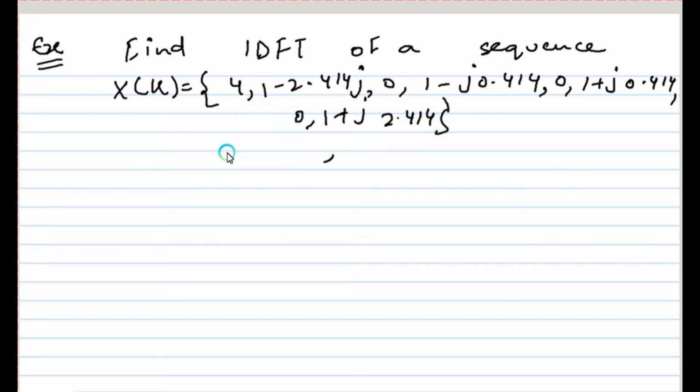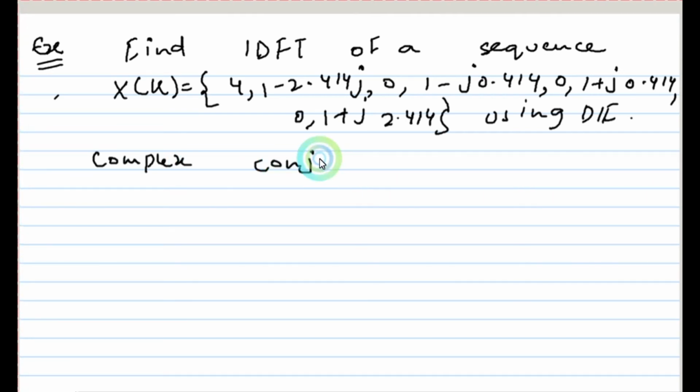So basically this is using the DIF algorithm, right? In the last lecture we had done finding the IDFT of a sequence using the FFT algorithm. According to that, the first step we need to do here is find the complex conjugate of x of k, that is x conjugate k.